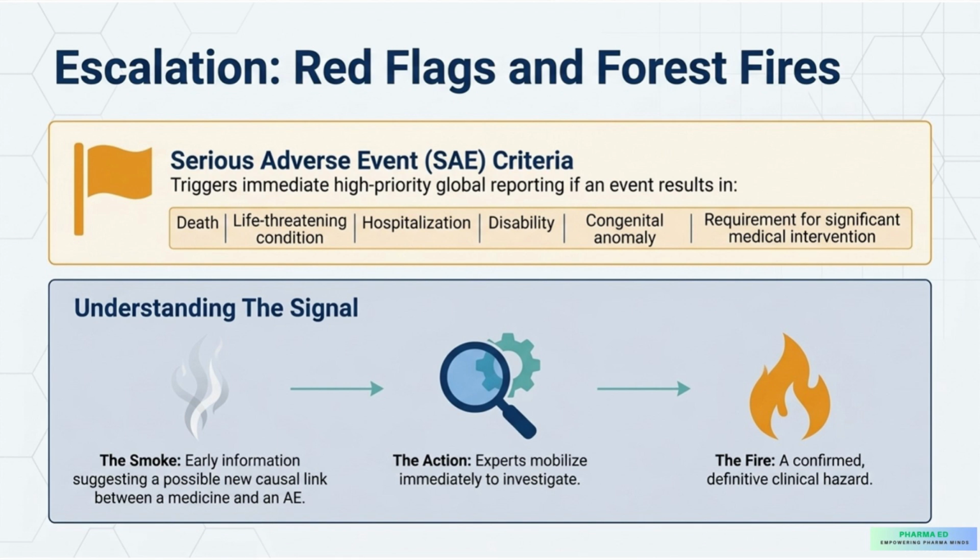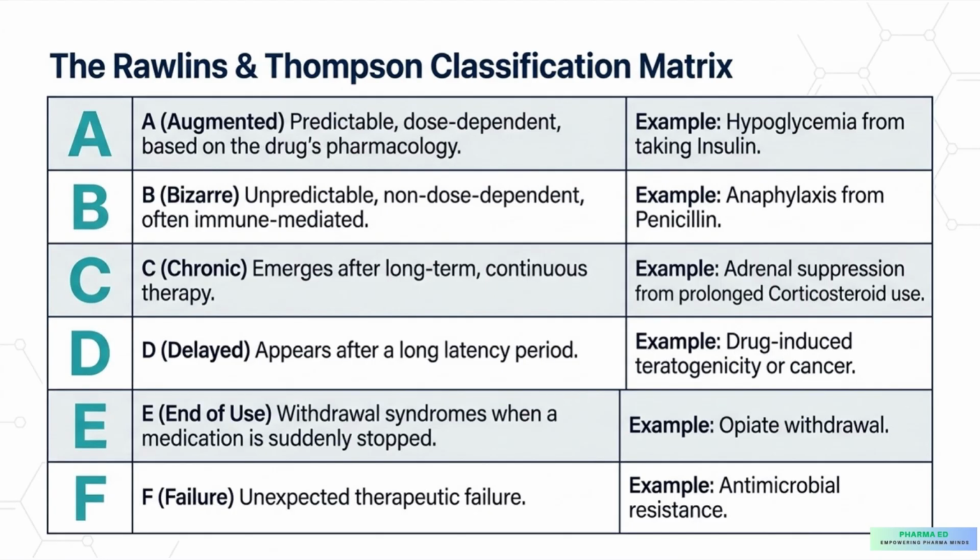In pharmacovigilance, finding a signal is kind of like spotting smoke in a forest. It's early information suggesting a possible new causal link between a medicine and an adverse event. Now, it doesn't mean the drug is definitively guilty yet. It just means experts need to grab their gear and investigate immediately to see if there's an actual fire. Let's jump into Section 3, ADR classification.